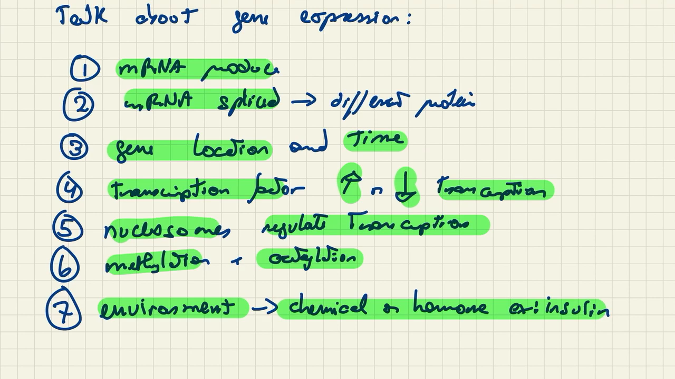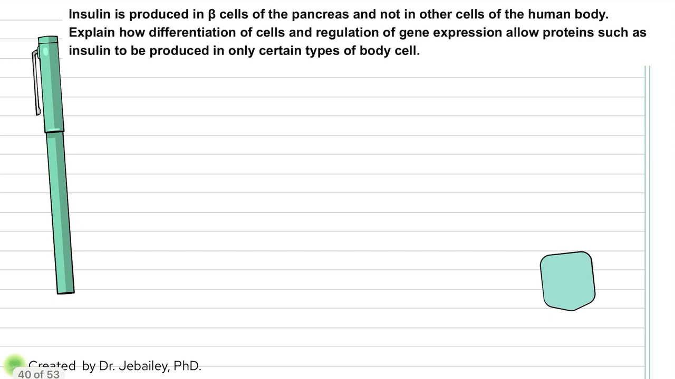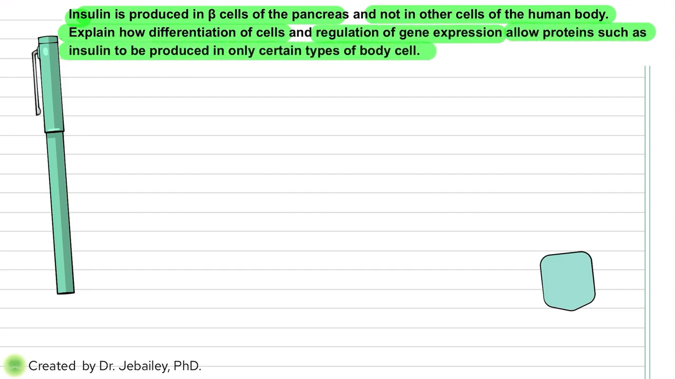Now in my lecture, I have talked about them. So if you mention two points or two pieces of information for each one of these, you have a very solid answer for gene expression. Now here it says insulin is produced in B cells of the pancreas and not in other cells of the human body. Explain how differentiation of cells and regulation of gene expression allow proteins such as insulin to be produced only in certain types of cells. Now the fact that it says it can only be produced in one area, that means its location.